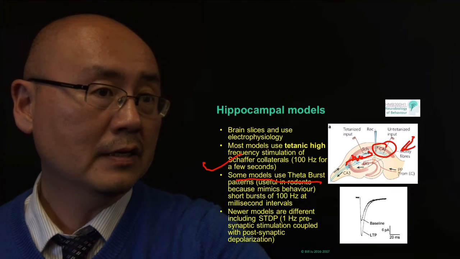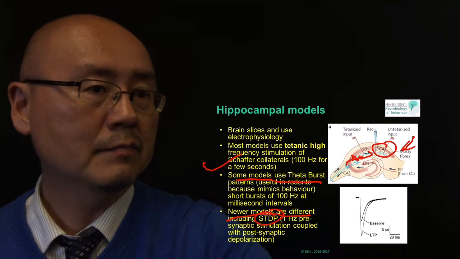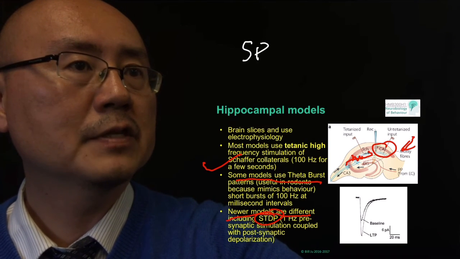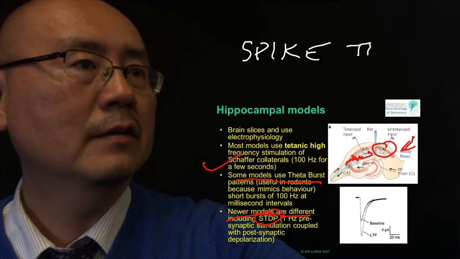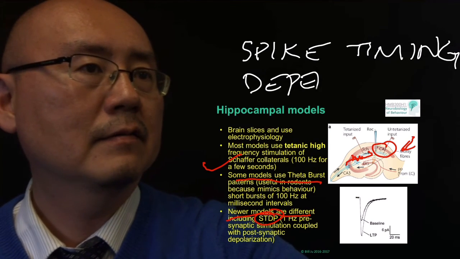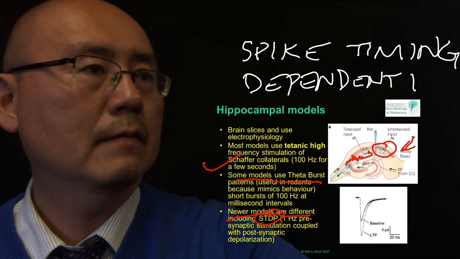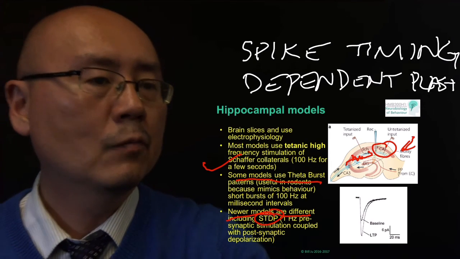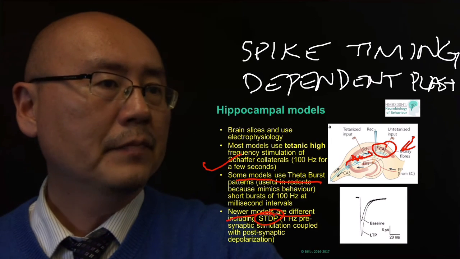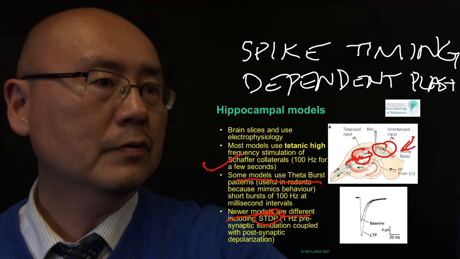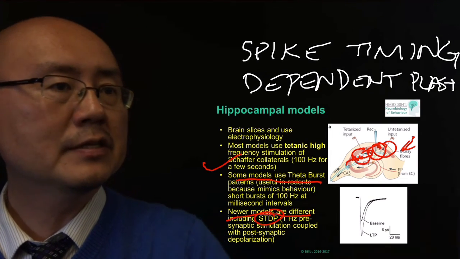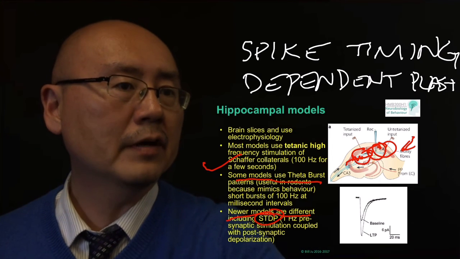Some of the newer models that I'd like you to make sure that you're aware of include this model here known as STDP, which is short for spike timing dependent plasticity. And one of the things that happens here that's a little bit different is that we have an electrode here presynaptically as well as an electrode postsynaptically, and we stimulate both at the same time at very, very low levels.